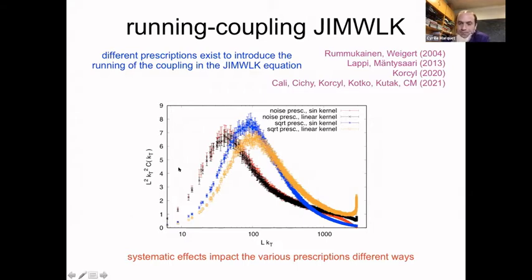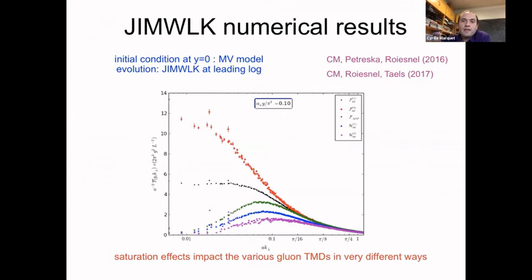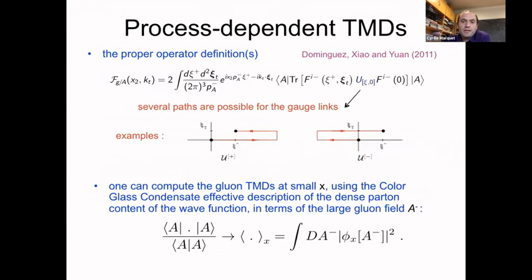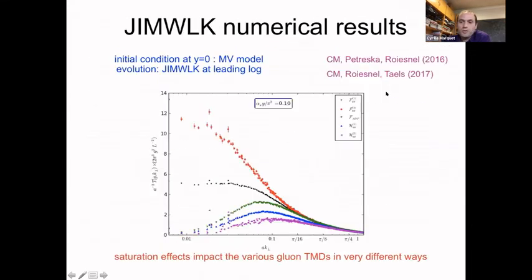But, okay. Regardless, if we can't use the JIMWLK equation yet, we can use some approximation of it, which boils down to using the Balitsky-Kovchegov equation with running coupling. And with this, we can calculate these objects here for any given path. So that was the end of the first part.